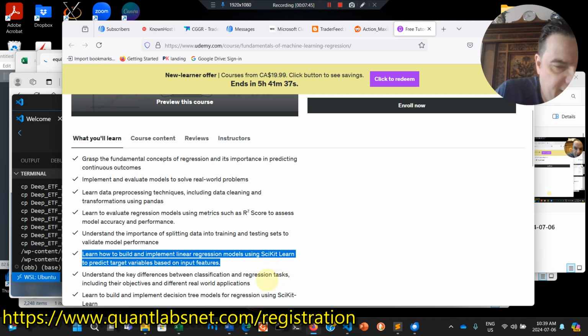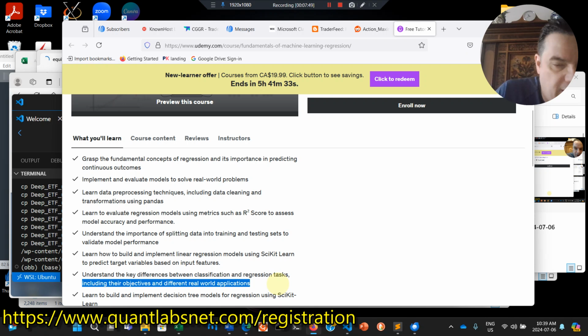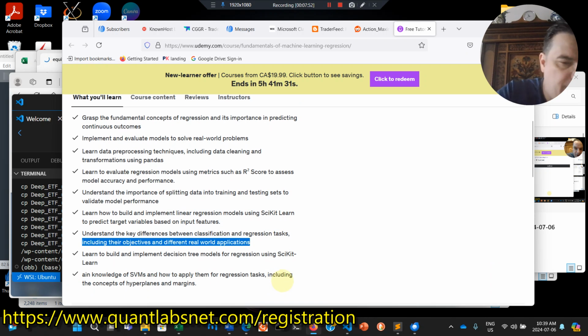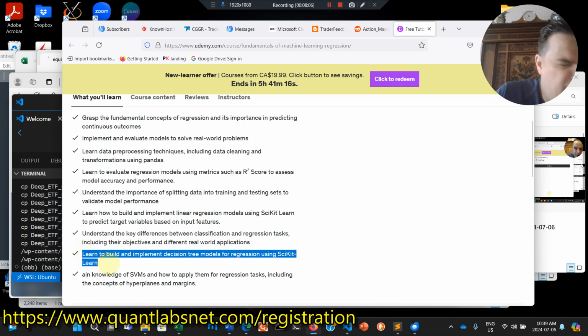Understand the key difference between classification and regression tasks, including the objectives of real world applications. Again, this can be used for sure in the world of trading, without a doubt. Learn to implement decision tree models for regression using scikit-learn. Again, this sort of thing will be very, very beneficial, depending upon how deep it goes with scikit-learn.